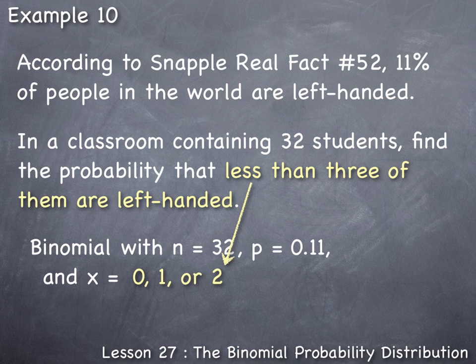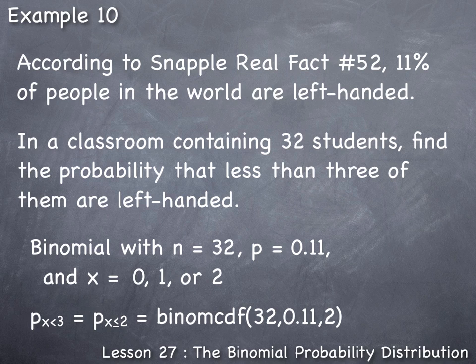Now on the TI-84 calculator, the binomCDF command calculates probabilities of being less than or equal to. So we could calculate this probability that there are less than 3 students that are left-handed by finding the probability that x is less than or equal to 2, using the binomCDF command, with n equals 32, p equals 0.11, and x equals 2 because we want to be less than or equal to 2, that is 2, 1, or 0.